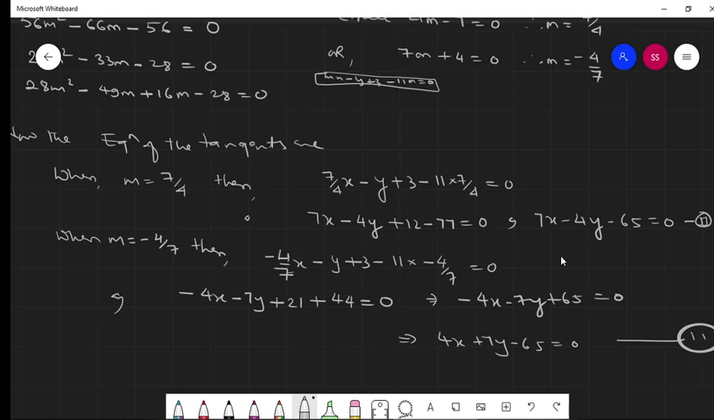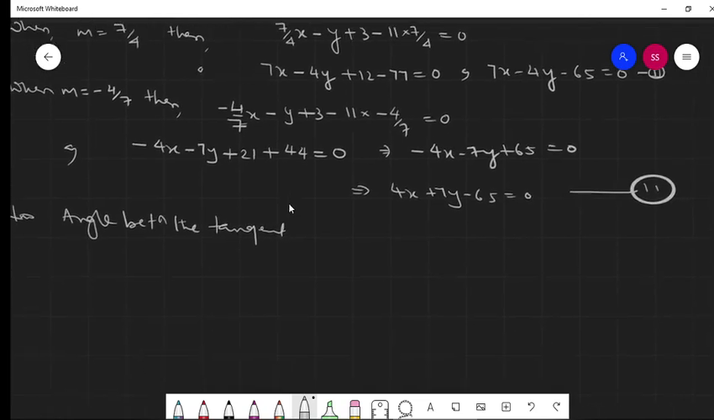And find the angle between two tangents. We have to find the angle. Now angle between the tangents: tan theta equals m1 minus m2 over 1 plus m1 m2.